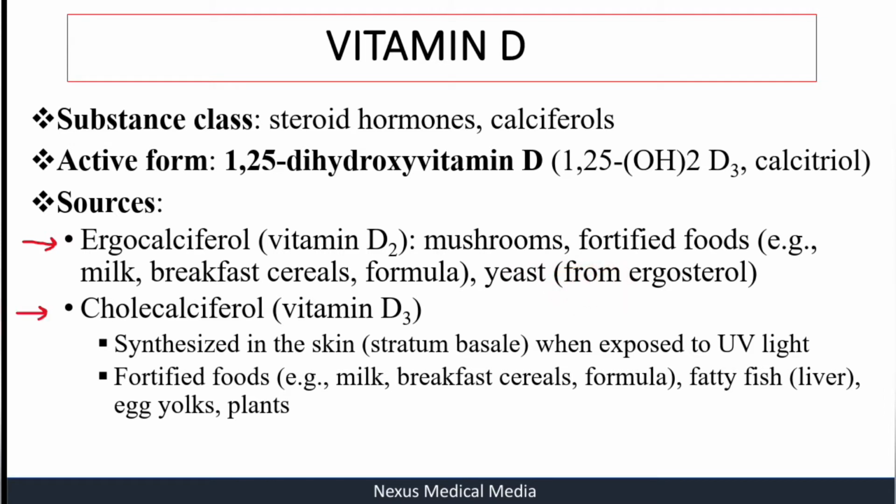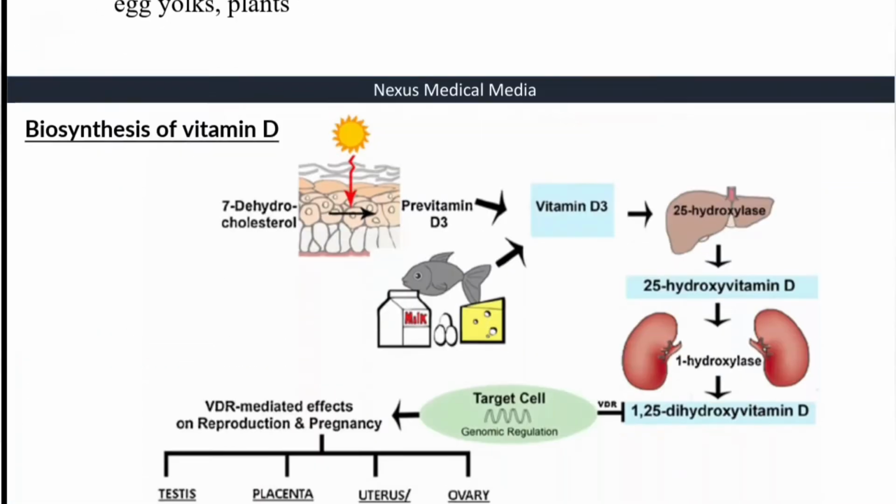Next one is cholecalciferol. That's vitamin D3. This one is actually synthesized in the skin, in the stratum basale, when the skin is exposed to UV light. And you can get it again from fortified foods like milk, breakfast cereals, formula, fatty fish, liver, egg yolks, and plants. Don't worry about these big terms, like cholecalciferol. We are going to dive deep and you will understand what all this is.